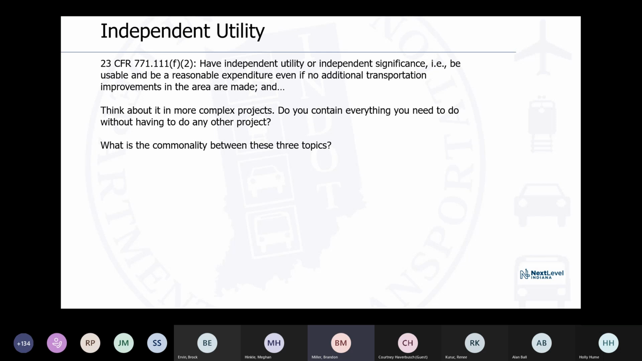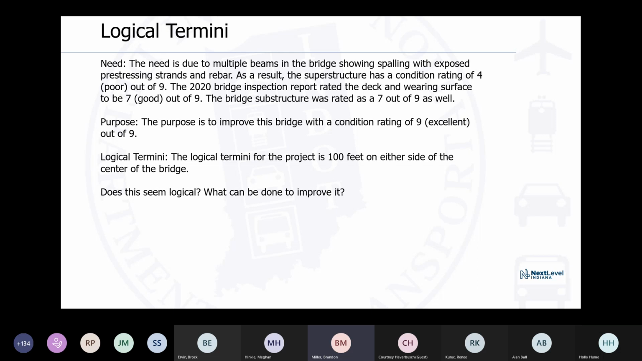So for example, with this bridge covering, as April asked, do we need to talk about why these are logical? Yeah, and so what you can do is you can say, hey, our termini is from this to this. This allows us to work on the approaches and get the preferred alternative so that it ties back into the existing roadway network. There you go. You have a pretty good logical termini.